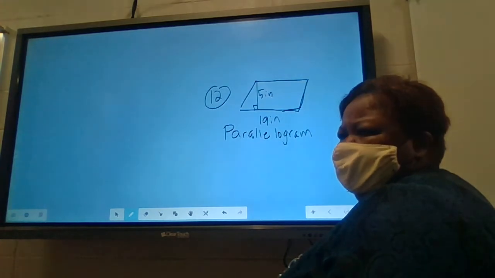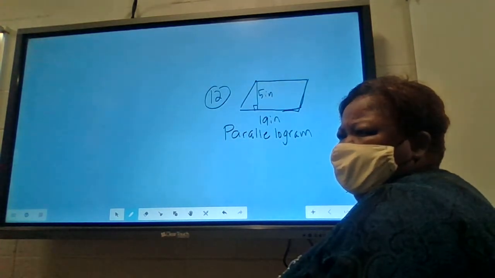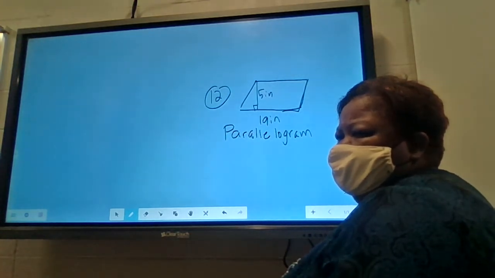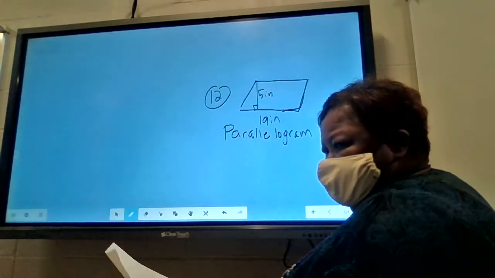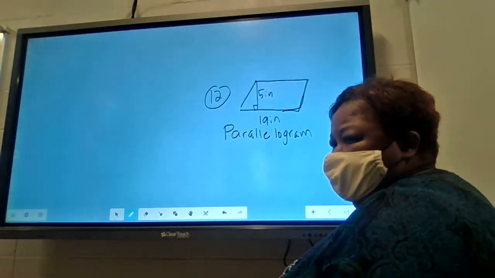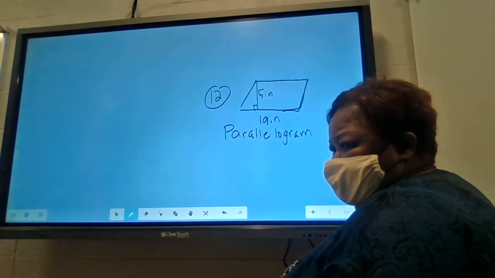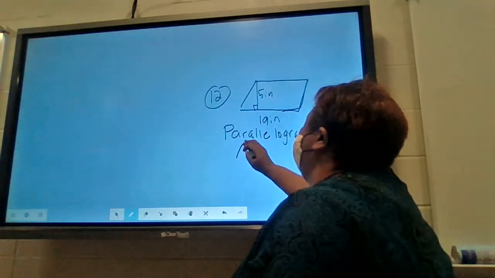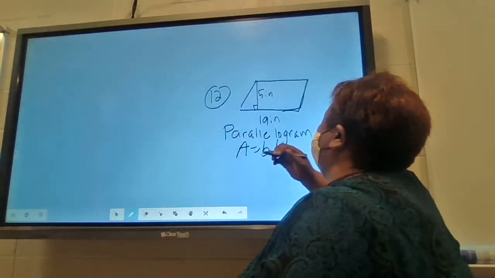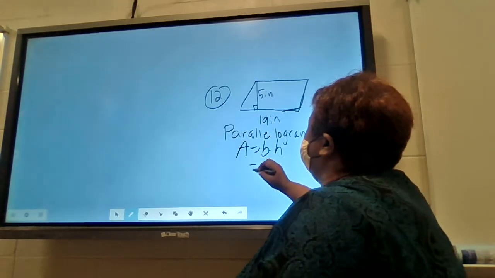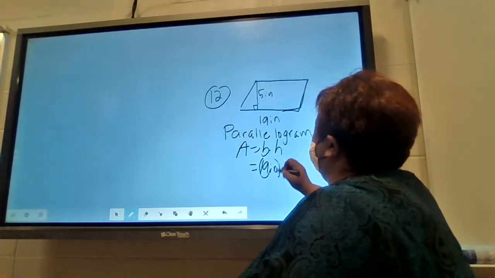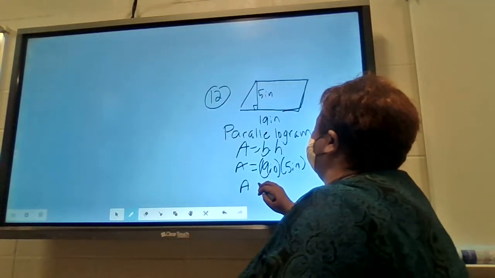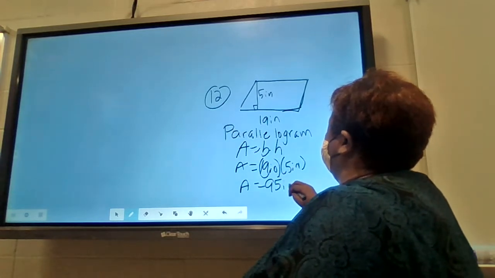I gave y'all a foldable with all the areas. You got yours? Okay, pull it out and find the formula for the area of a parallelogram. The area of a parallelogram is base times height. So my base is 19 inches and my height is 5 inches. And this is 95 inches squared.